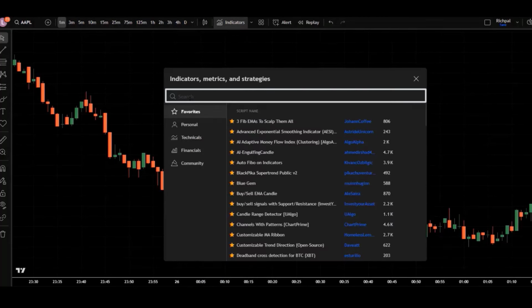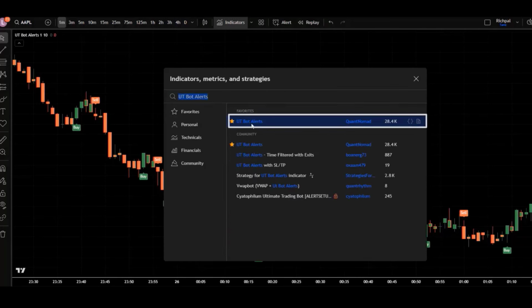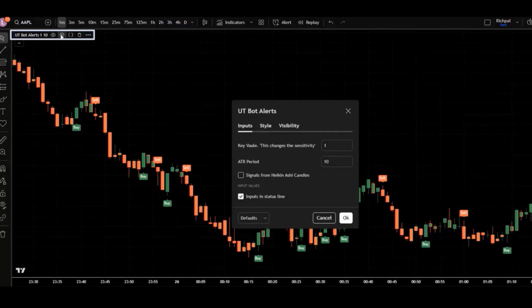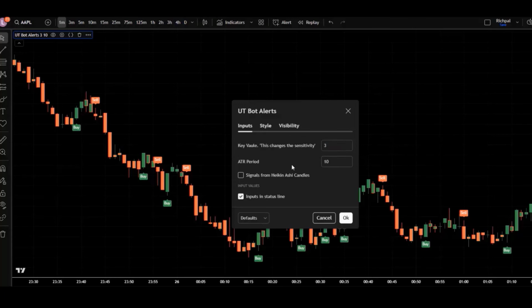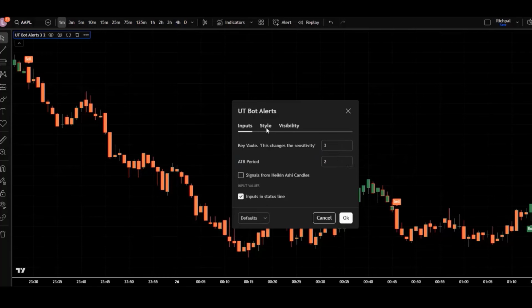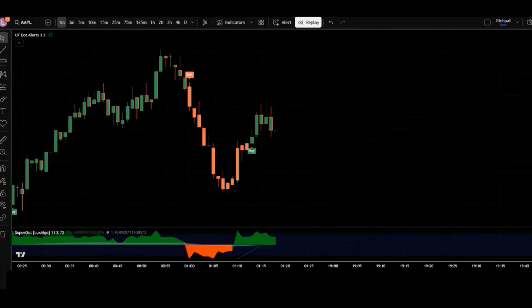First of all, we will search for UT Bot Alerts in the search box of Tradingview. After that we have to click on the UT Bot Alerts option, in which we have to change some settings. We have to change this key value, which changes the sensitivity option from 1 to 3. We have to change this ATR period option from 10 to 2. We need to hide these options. After this we will understand the next trading setup on the chart.